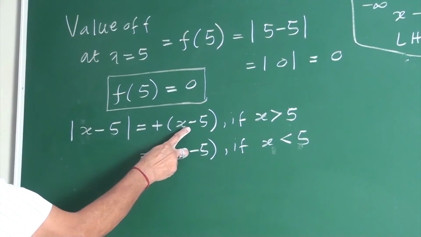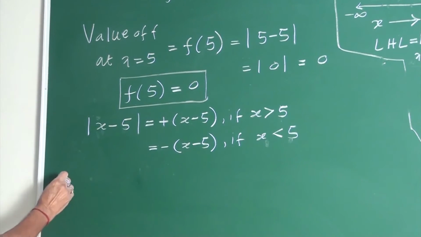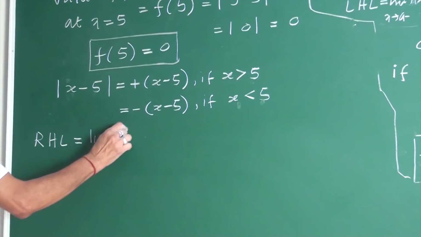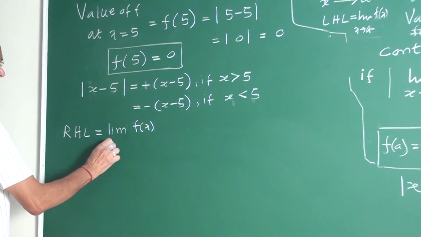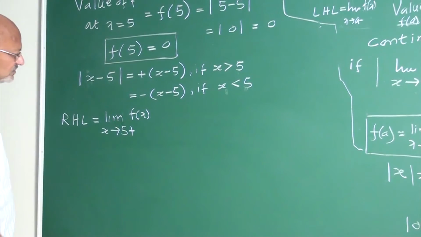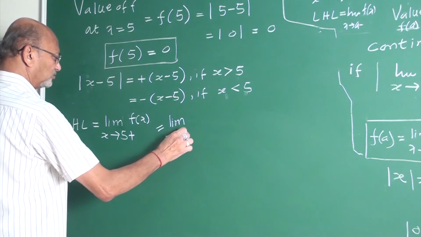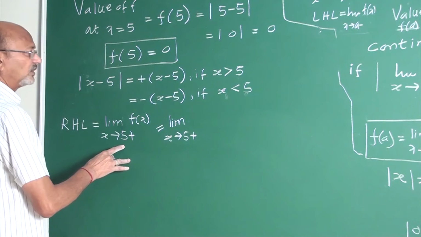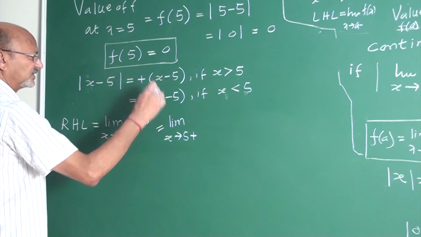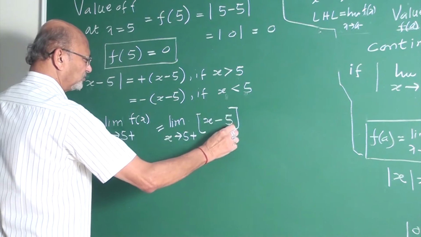We use this for RHL, this for LHL. Yes, my friend, RHL. This is the limit of f(x) as x tends to 5 plus. When it is 5 plus, x greater than 5, what is your f(x)? Plus x minus 5. This is plus x minus 5, which means positive.